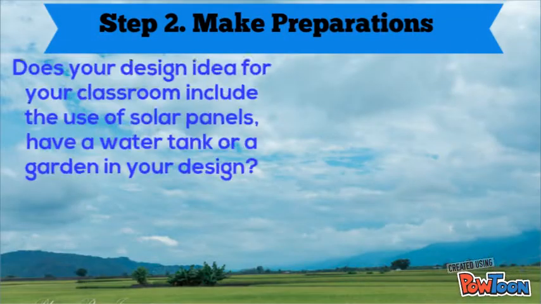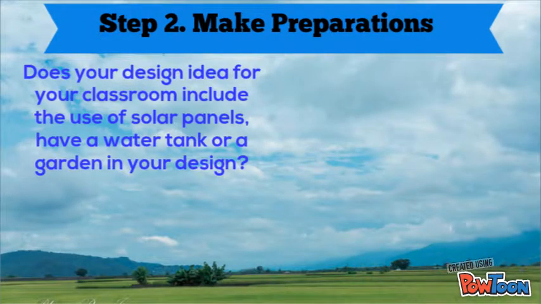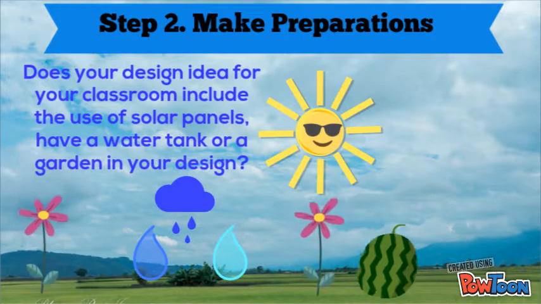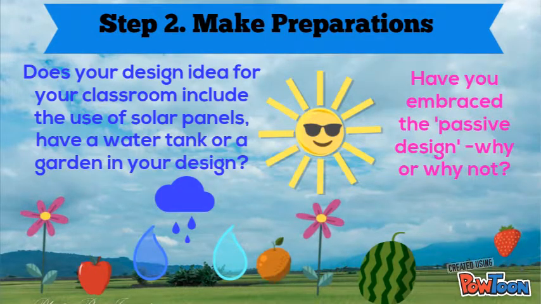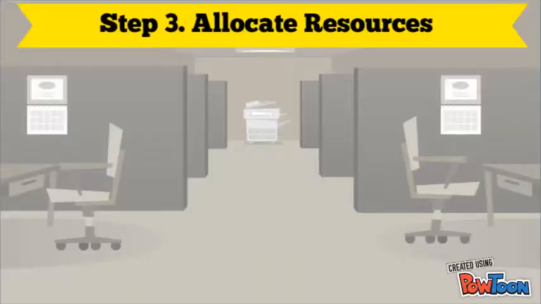Does your classroom have either of the following: solar panels to use solar energy, a water tank for rainwater, or a garden to keep the new classroom cool? Have you embraced the idea of passive design? Why or why not?